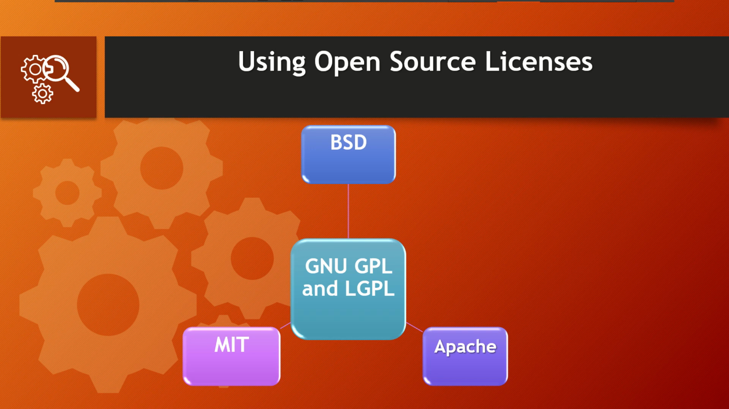The last one is Apache. Like the BSD and MIT licenses, the Apache license is an open source license that permits redistribution under the same or another license. As the name implies, the Apache license originated with the Apache web server. However, it's used by many other projects as well.